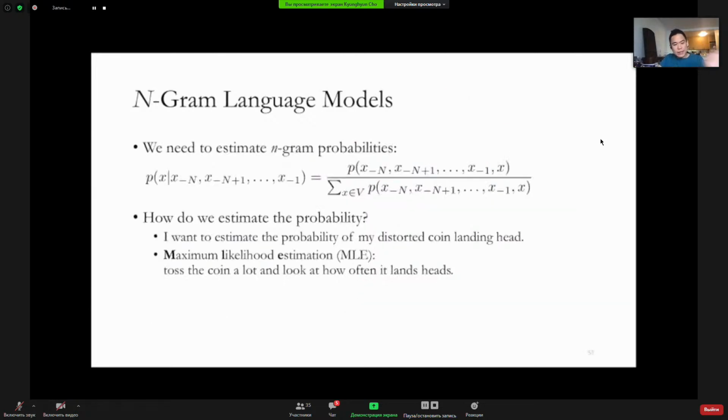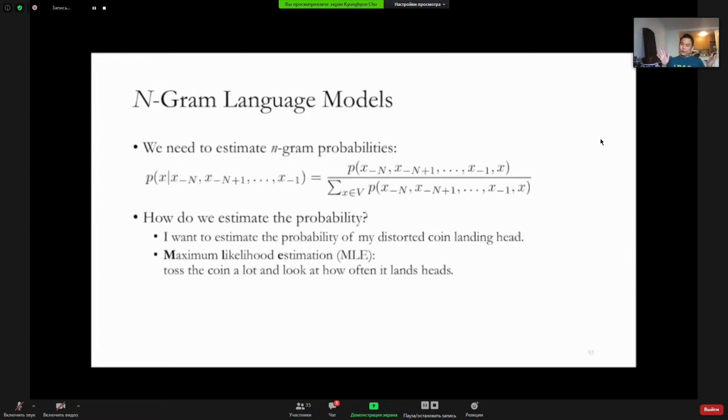And we can estimate these conditional probabilities from the data using maximum likelihood estimation. And the maximum likelihood estimation is a relatively straightforward notion: we're going to toss the coin a lot and then look at how often this coin landed heads. And then that's going to be the probability of this coin landing in heads. Sounds easy.